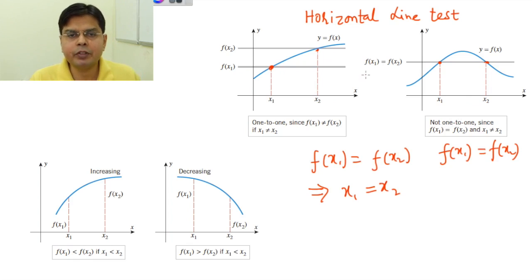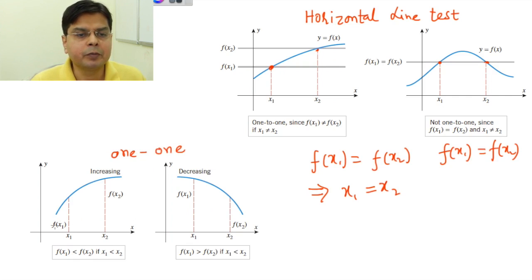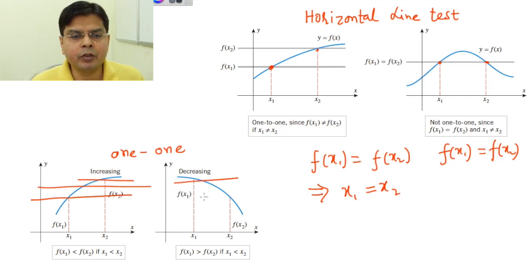So based upon this geometric criterion, I can say that all strictly increasing or strictly decreasing functions are one-to-one. Why? Because if the function is strictly increasing, you draw a straight horizontal line, it will intersect at only one point. Similarly, for a decreasing function, you draw a horizontal line like this, it will intersect the graph at only one point. So strictly decreasing and strictly increasing functions are one-to-one functions.